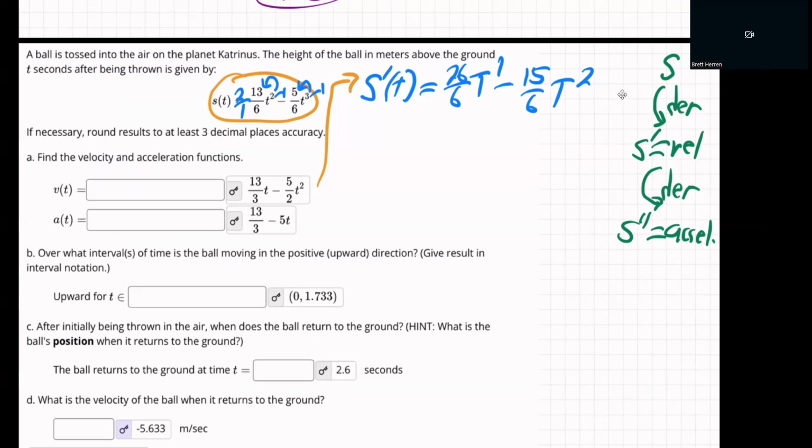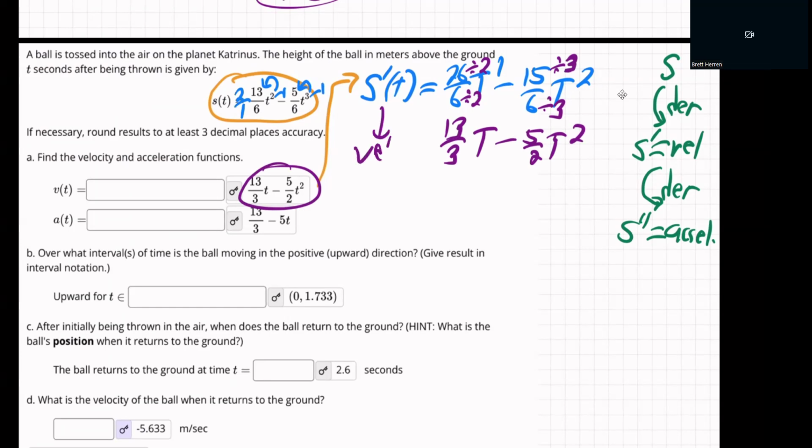So there's the derivative. That's the velocity function. Now you can reduce that. You can divide top and bottom by 2, and this will be 13 over 3 t. And this one, top and bottom by 3, will be 5 over 2 t squared. And that's what they get. And that, by the way, is velocity.